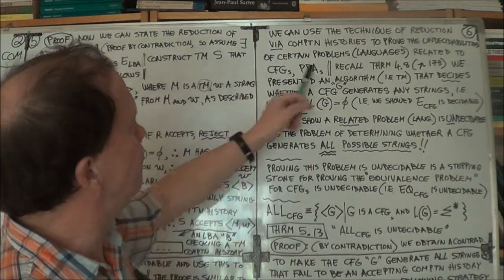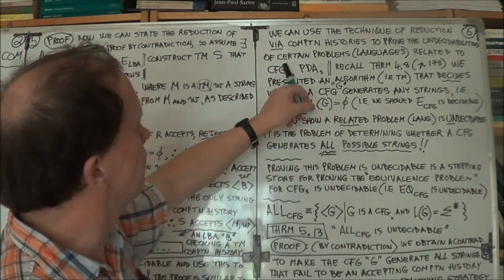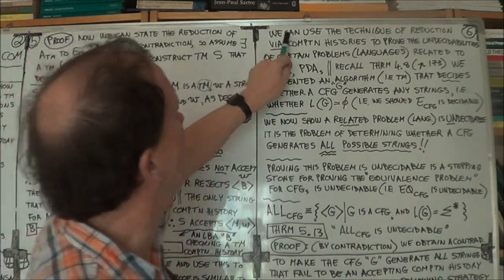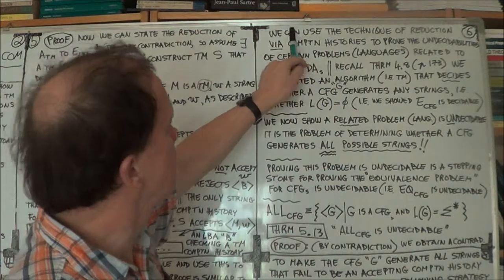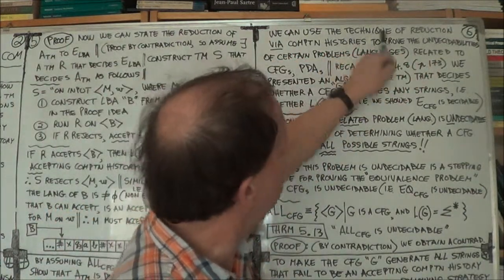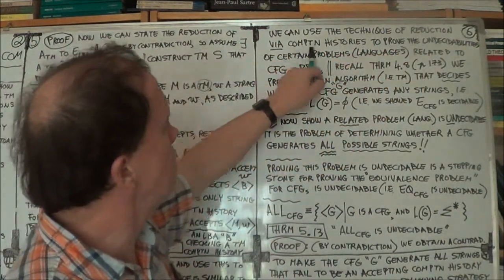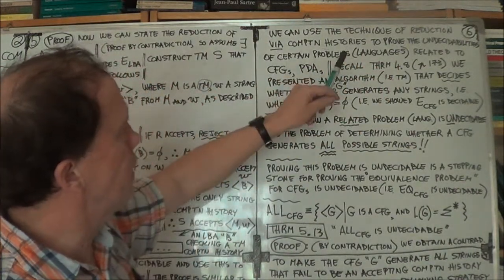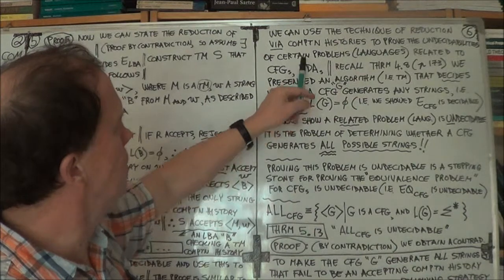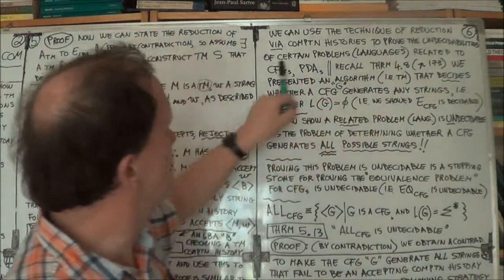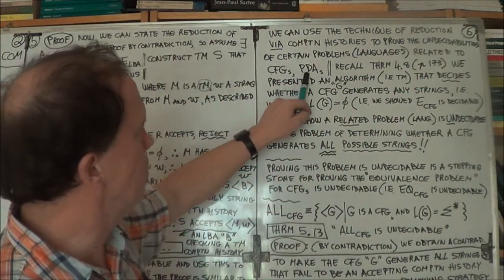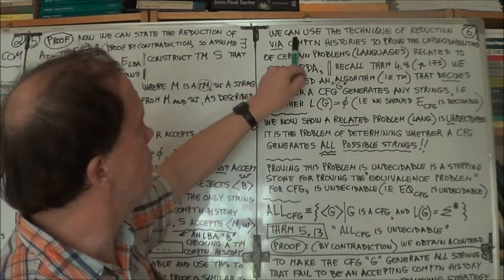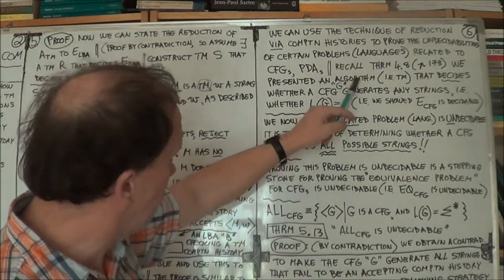Now we're talking about future or past here, a bit confusing. All right, future. So we can use the same reduction technique using computation histories, and we can prove certain languages are undecidable, and these languages are related to context-free grammars and push-down automata. So that's a comment for the future.